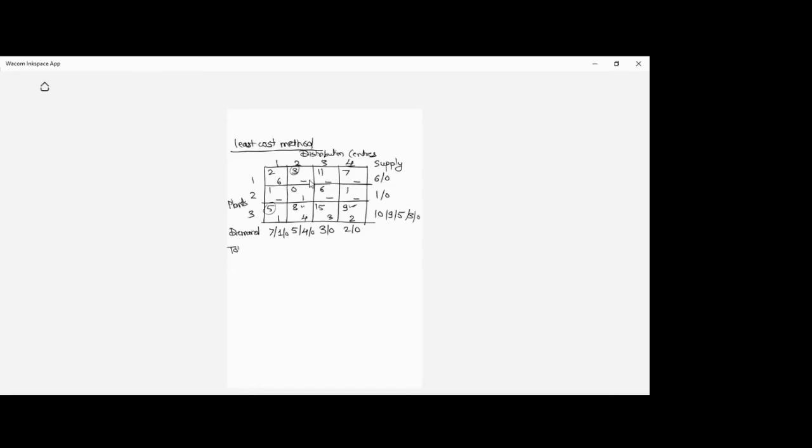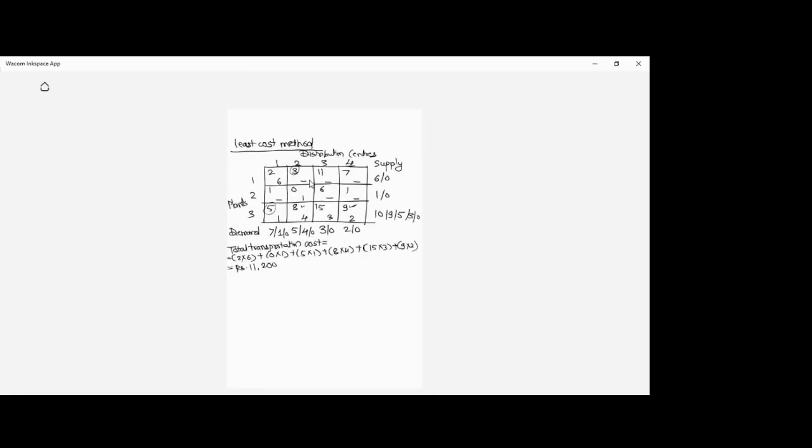We can find out the total transportation cost, and it will be given as 2 into 6 plus 0 into 1 plus 5 into 1 plus 8 into 4 plus 15 into 3 plus 9 into 2. If you do all this addition, you'll be getting rupees 11,200.